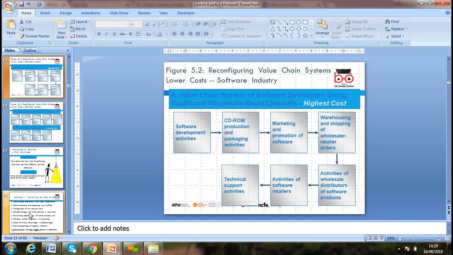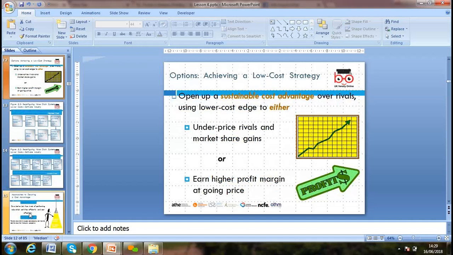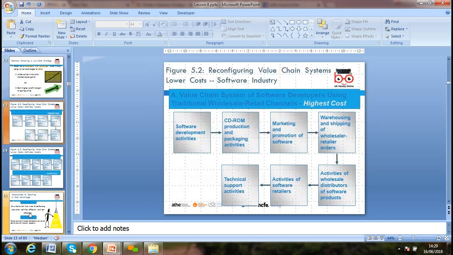Okay, so margin. What is the margin? Selling price minus cost of sales gives us the margin. If we have a lower cost, we can obtain a higher margin. If we have a higher margin, that ultimately gives us a competitive advantage as an organization, and we can sustain it. Any questions?